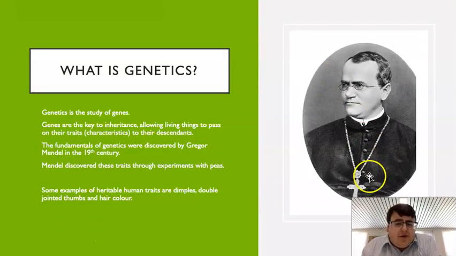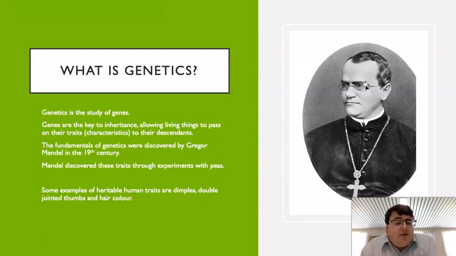And you've probably seen a poster of this gentleman in my classroom. This is Gregor Mendel. So genetics, study of genes. Genes are the key to inheritance. They allow living things to pass on their traits, characteristics to their descendants. It allows us to carry on the traits from our ancestors. And the fundamentals of this was discovered by Gregor Mendel in the 19th century. He discovered this experiment through looking at peas. We'll watch a video about that in class.